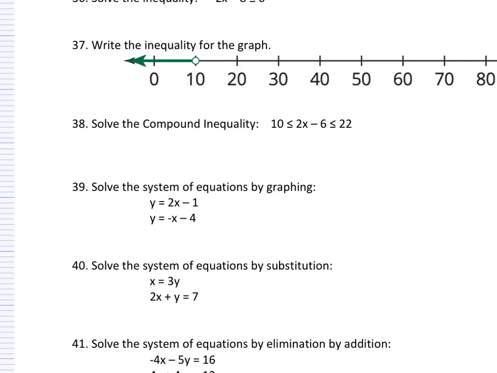All right, on number 37, we have to write the inequality for this graph. Well, I'm going to use the variable x. Since it's shaded to the left, that's less than. Since it's an open point, I do not put an or equal to. And it's an open point at 10. So my answer is x is less than 10.